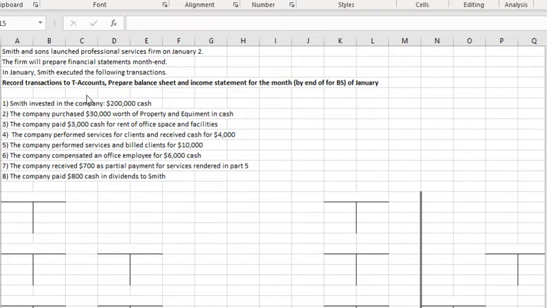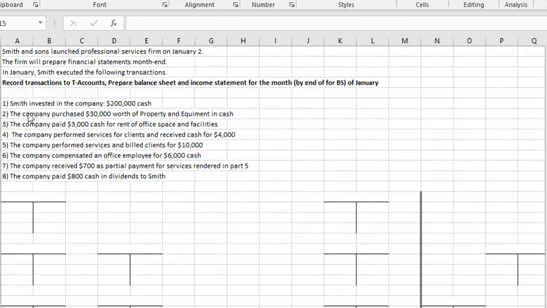As an example, we are going to see how a journal is entered when owners invest in a company, and we are going to see these types of transactions over and over again. So without further ado, let's get started. In this example, we have a company, Smith & Sons, launching a professional services firm on January 2nd. The firm will prepare financial statements by month end, but we need to start recording transactions into two accounts first, and then we will prepare the balance sheet and income statement.